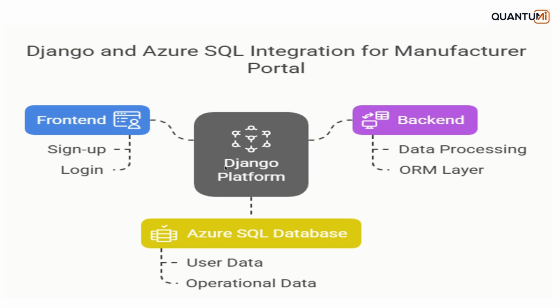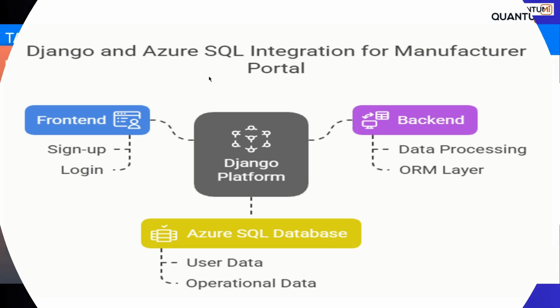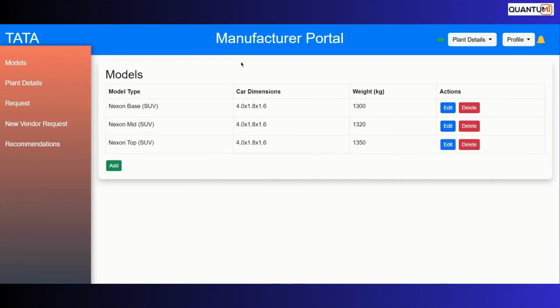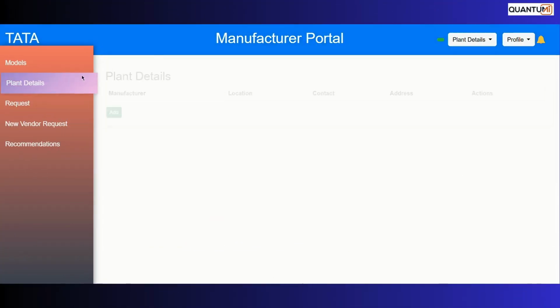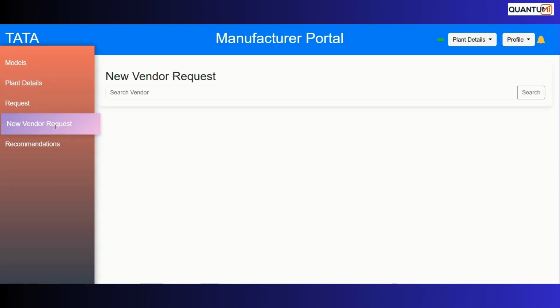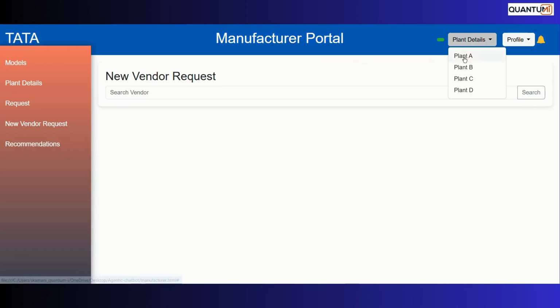When a manufacturer logs in, Django checks the credentials against Azure SQL. If the credentials are valid, then the session is authenticated and the user is redirected to the manufacturer dashboard. After login, the manufacturer sees a sidebar with options like car models, plant details, requests, vendor requests, and recommendations. At the top, the user selects a plant, for example, plant A.